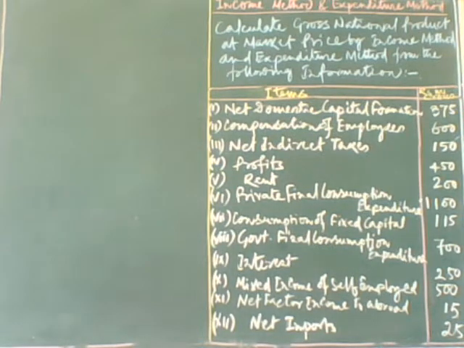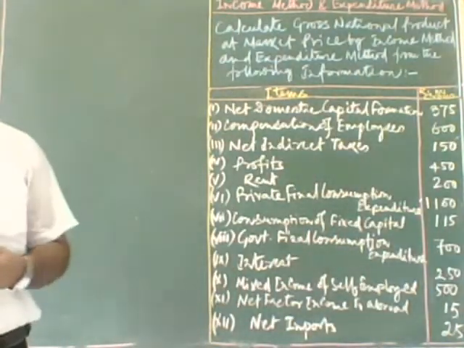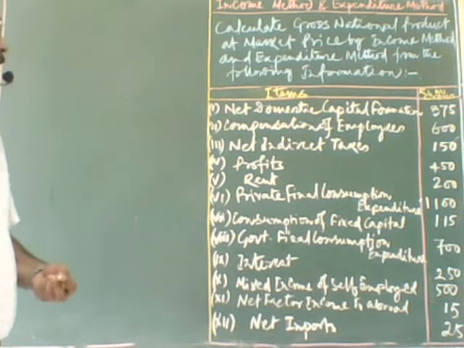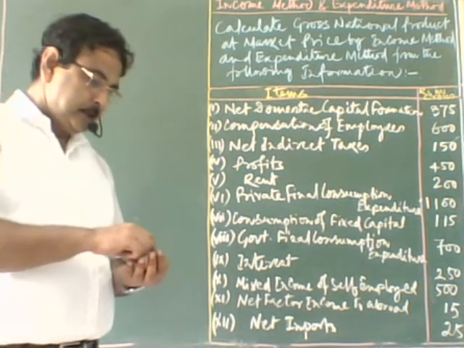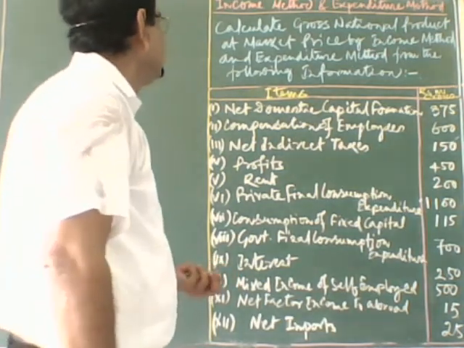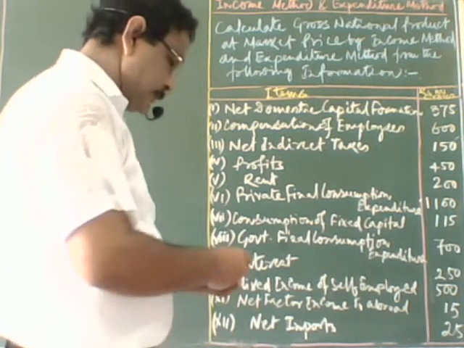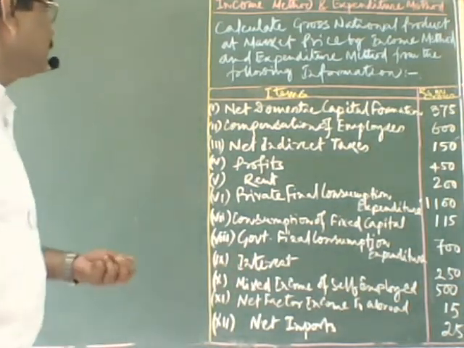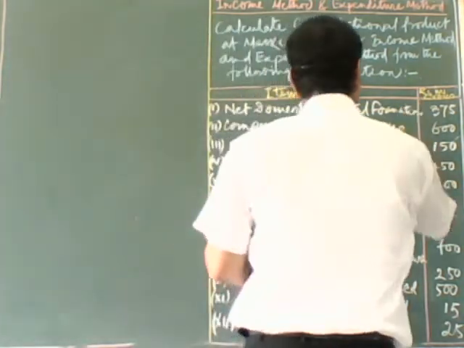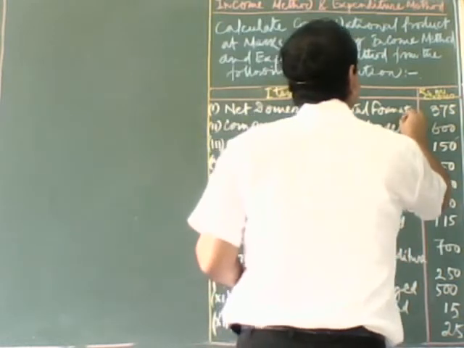Before solving this problem, first of all, we have to separate the components of income method, expenditure method, and bridging components. According to this information, the first component is net domestic capital formation. This is a component of expenditure method, so you have to mark it by E.